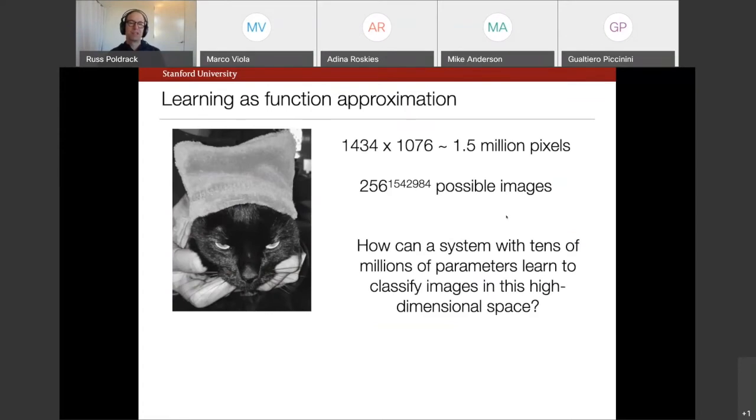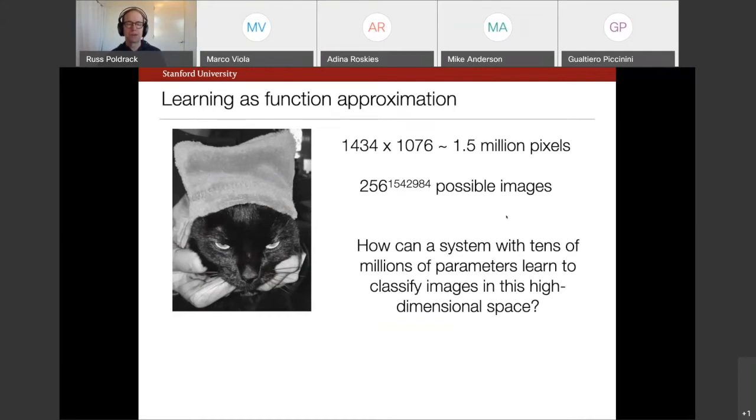Now this is challenging, right? This particular image is a grayscale image. It's about 1.5 million pixels. Each pixel in that image has 256 possible gray values. So 256 to the 1.5 millionth is a big number. That's the number of possible images, even out of this very small retinal input. So a fundamental question is, how can a system like a deep network, which might have tens of millions of parameters, learn to classify images in this very high dimensional space?